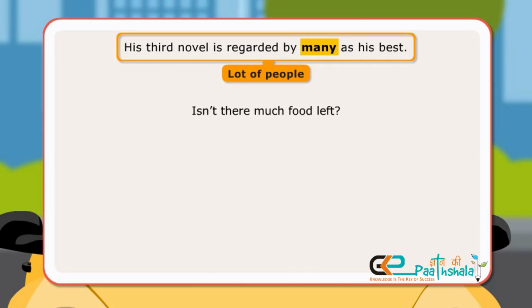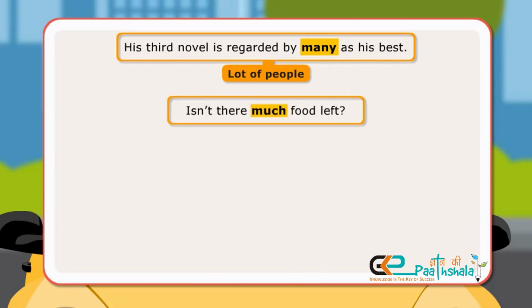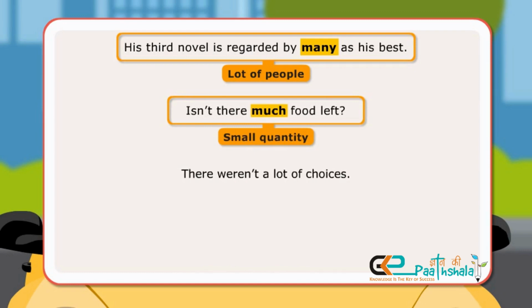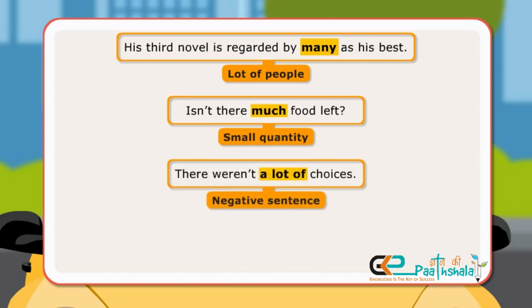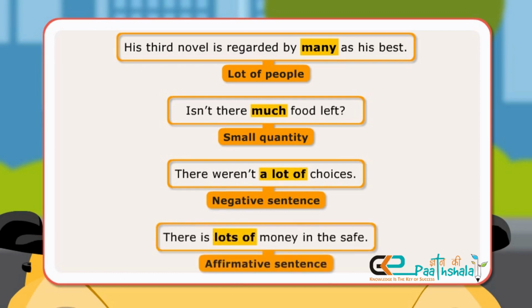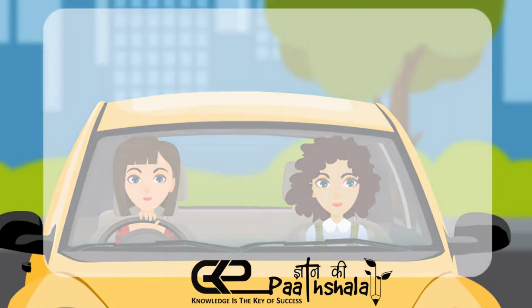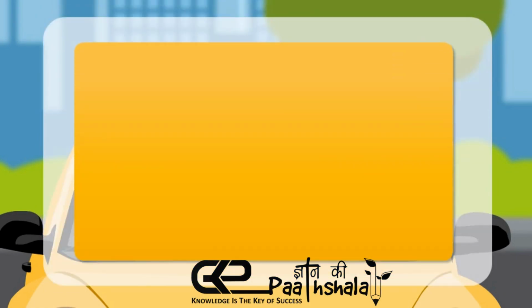Isn't there much food left? Here, much denotes a small quantity. There weren't a lot of choices. In negative sentence. There is lots of money in the safe. In affirmative sentence.